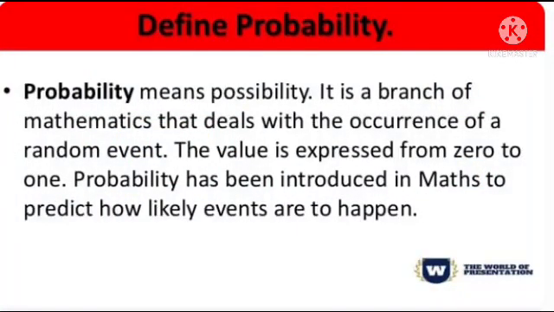Define probability. Probability means possibility. It is a branch of mathematics that deals with the occurrence of a random event. The value is expressed from 0 to 1. Probability has been introduced in maths to predict how likely events are to happen.